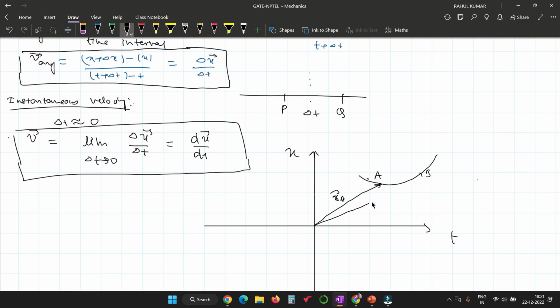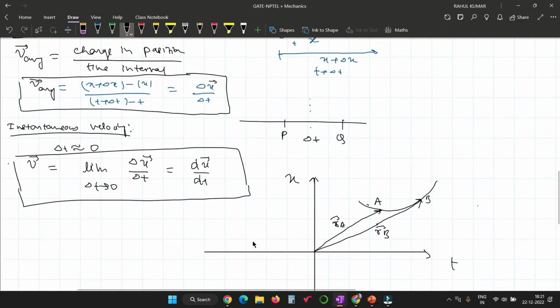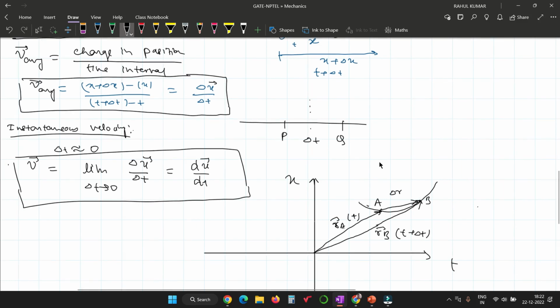After t plus delta t, the particle's position is B, and in vector form you can write R B. If I connect the points A and B, what will happen? Is it called delta R? From the definition of vector, tell me. Yes, it is called delta R. That is the change in position.